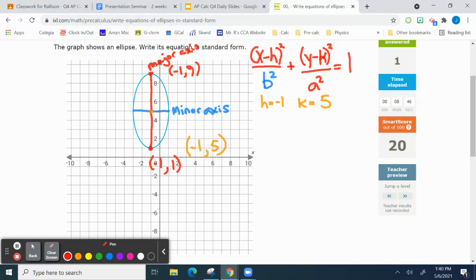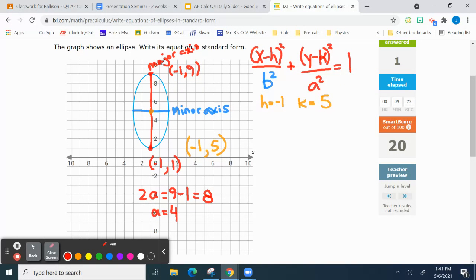Okay, so for the major axis, the x's are the same because it's a vertical line. So we're just going to go 9 minus 1. We're going to say 2a actually, right? 2a, because that's the whole major axis, equals 9 minus 1. So that equals 8. So then what does a equal? Well, a equals half of 8, right? 4. So that's pretty easy.